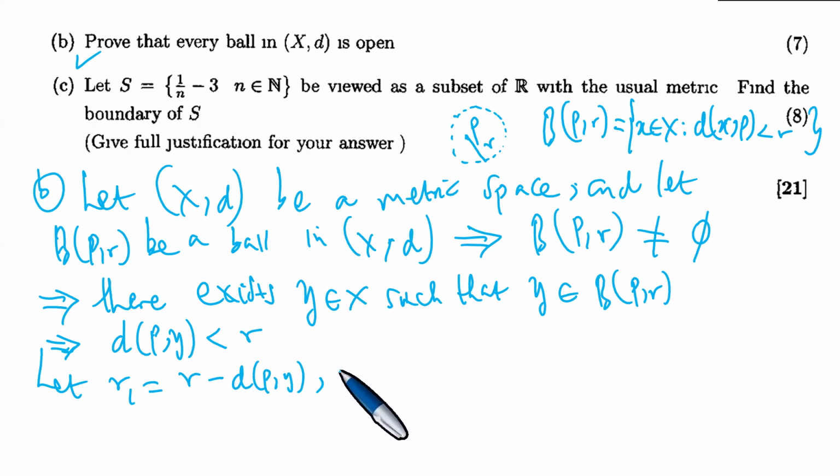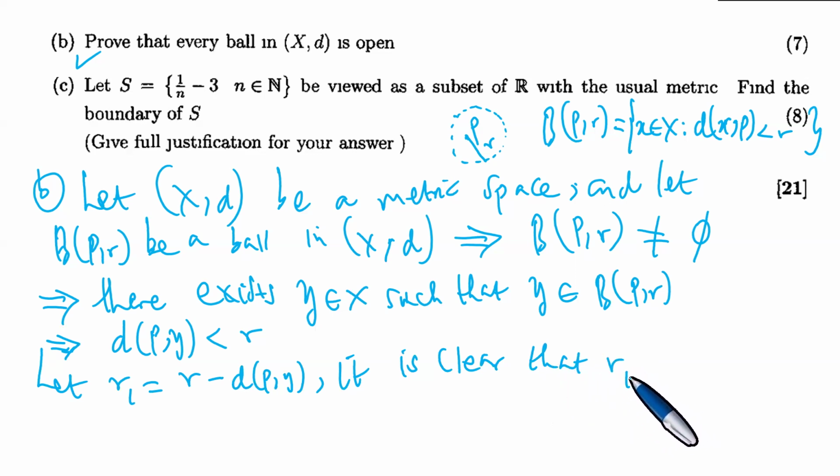With this, it is very clear that the radius r1 is positive. We said it's positive because it is r minus d(p, y), and r minus d(p, y) is bigger than 0, according to this inequality. So indeed, this r1, which is r minus d(p, y), is bigger than 0. It is clear that r1 is positive because the distance between p and y is small.